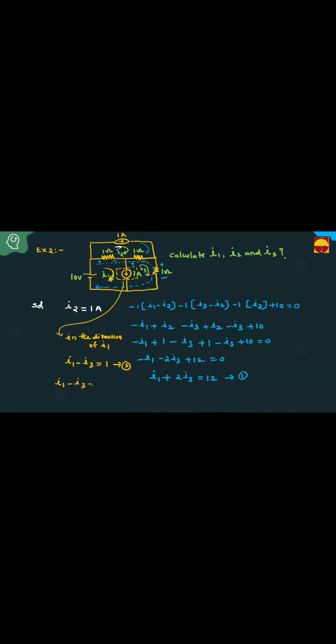I1 minus I3 equal to 1 ampere, I1 plus 2I3 equal to 12 ampere. You solve for I1 and I3, I2 we already know. By solving this, how much did you get for I1 approximately? 14 by 3 amperes. Is it correct? I1 I got 14 by 3 amperes, I3 I got 11 by 3 amperes.